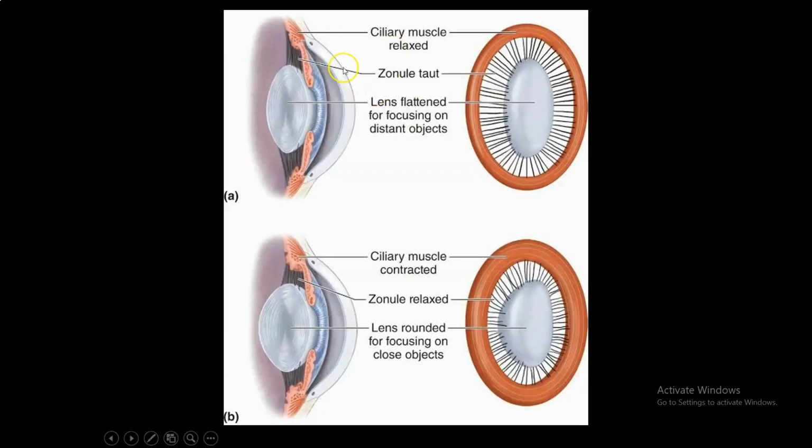And here is to show you how it works. This is the ciliary muscle in the lateral view, and the ciliary muscle in the anteroposterior view. The zonule consists of the fibers between the lens and the ciliary muscle. When the ciliary muscle is relaxed, the zonule is taut and the lens is thin. When you contract the ciliary muscle, the zonule becomes relaxed, and then you will increase the diameter of the lens.